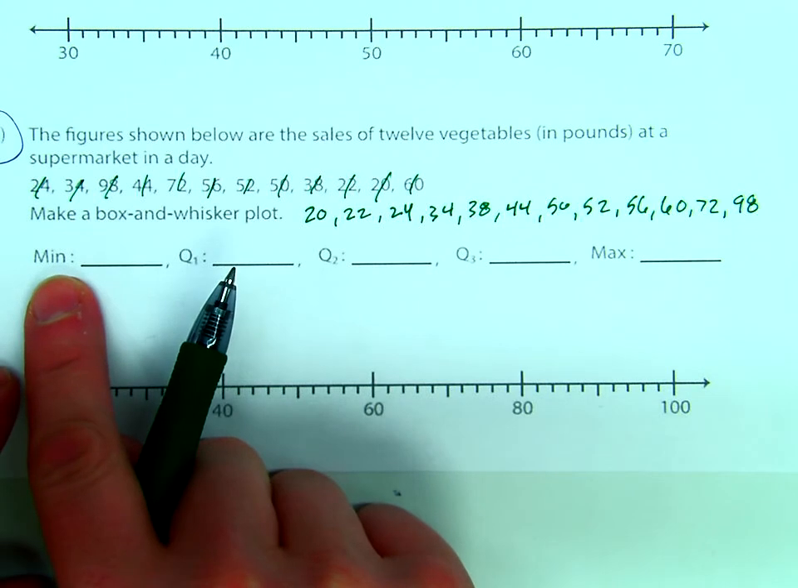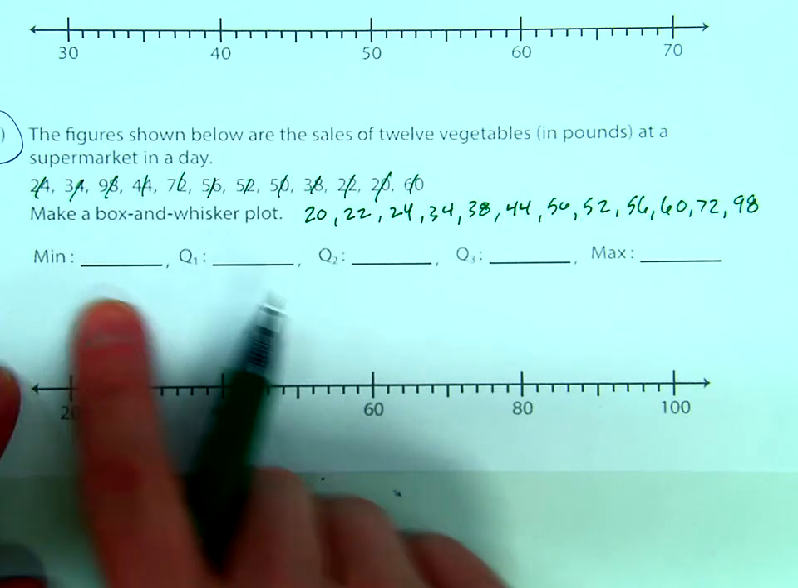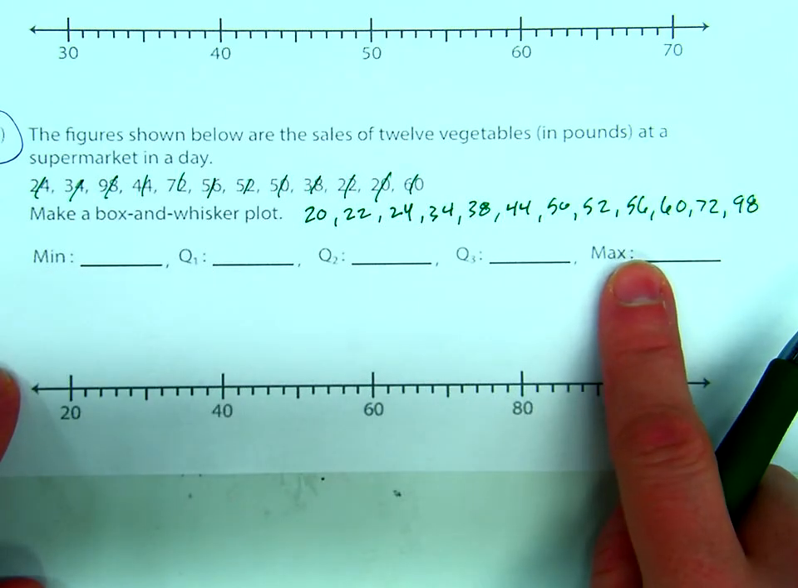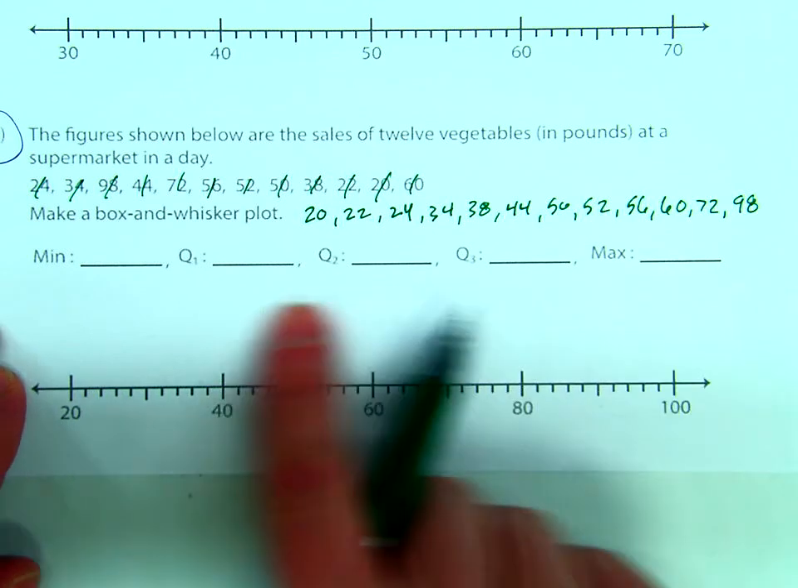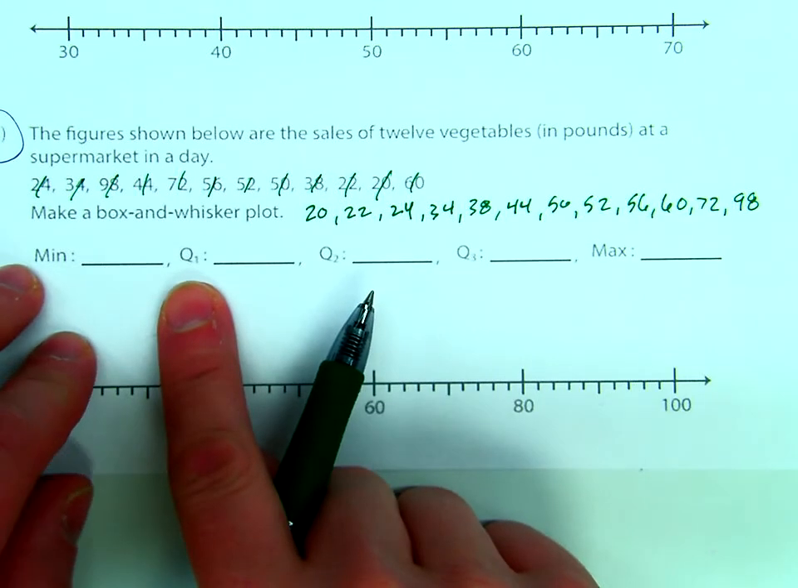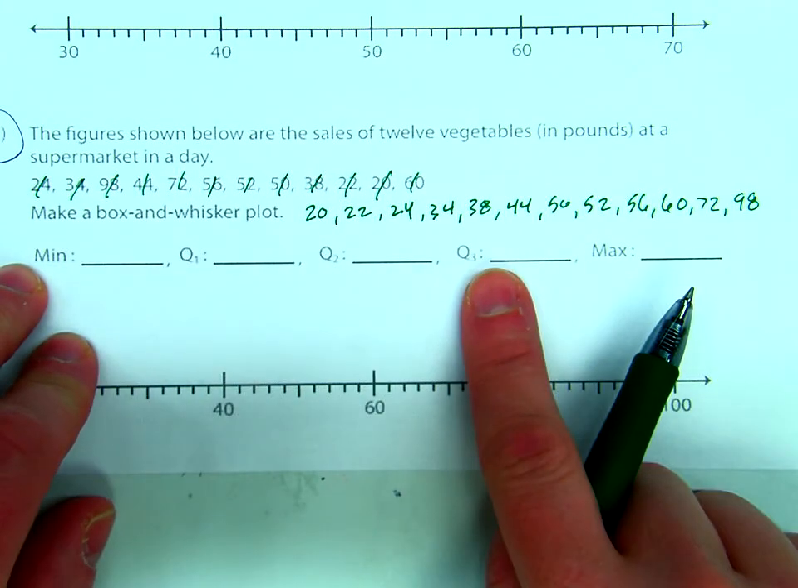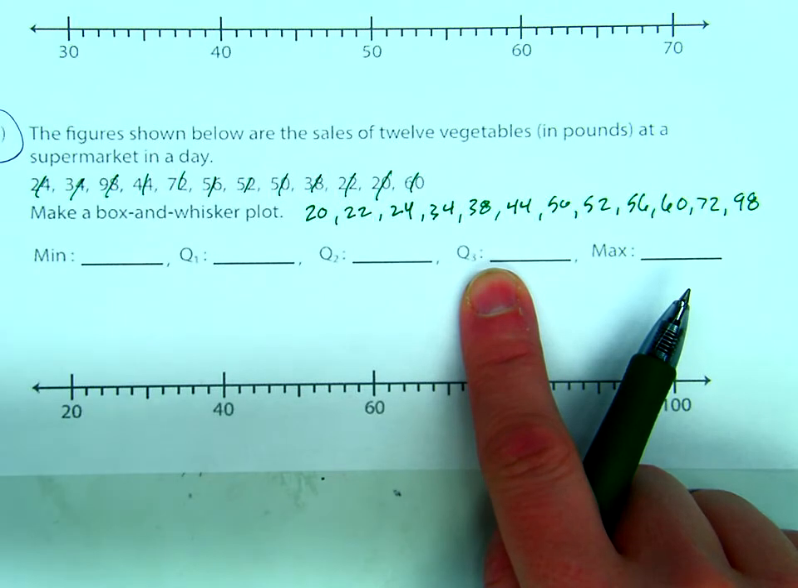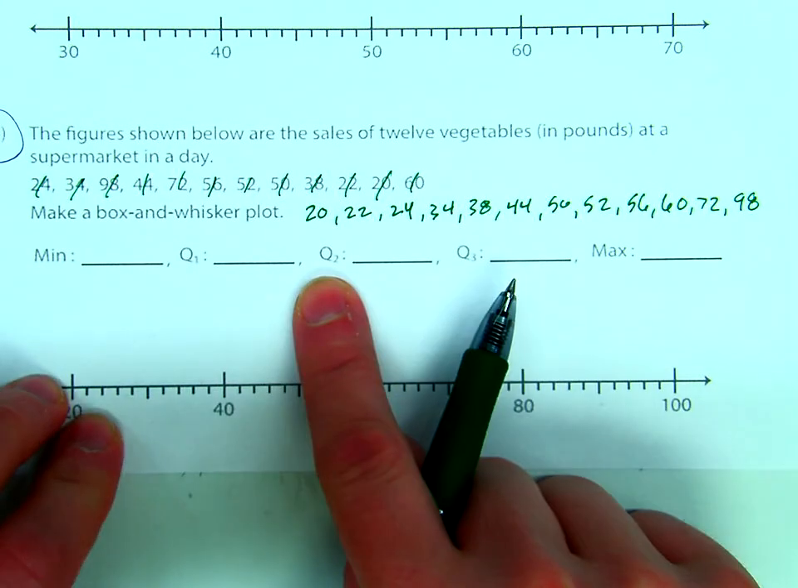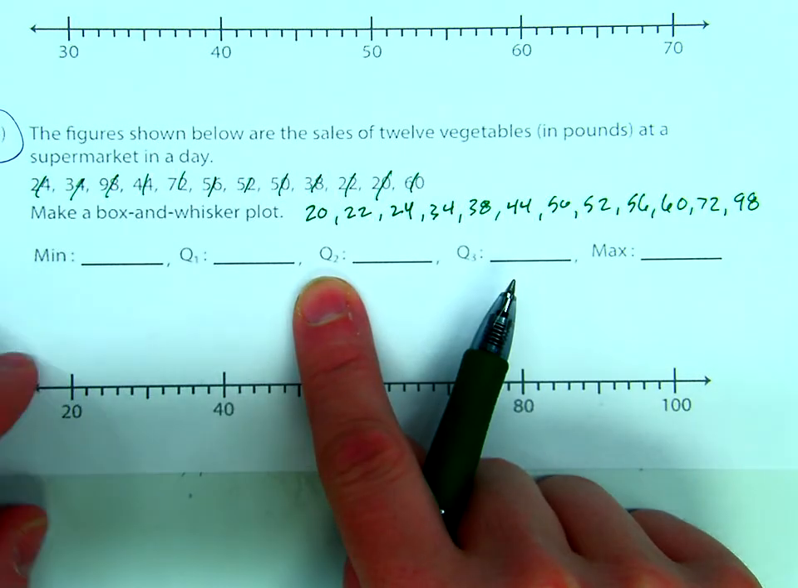Our minimum, also sometimes called the lower extreme. The maximum, sometimes also called the upper extreme. Then we have our Q1, or the lower quartile. The Q3, or the upper quartile, and then we have our Q2, which is also known as our median, or the middle point of our data.